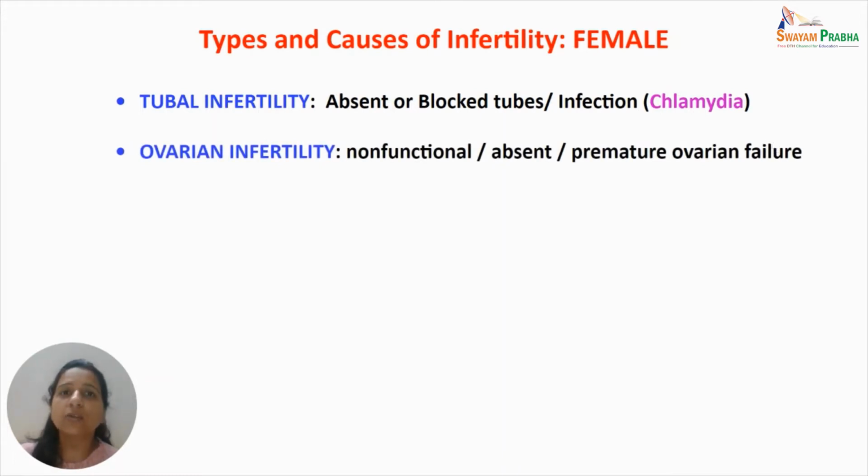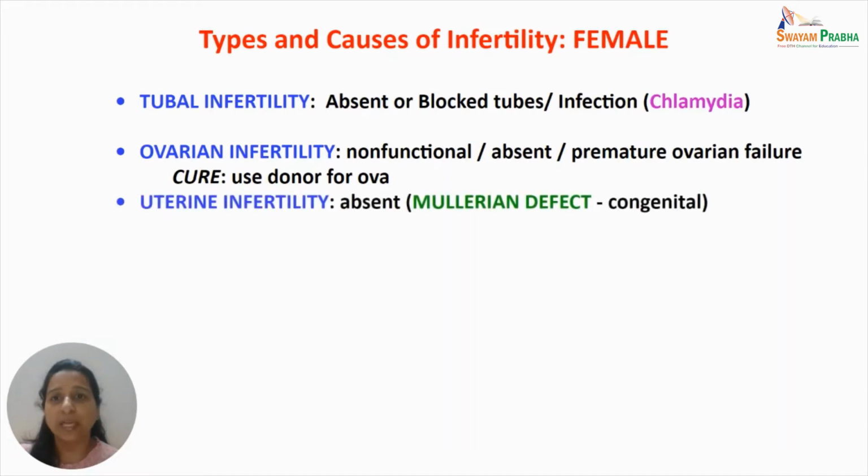The second cause of infertility is ovarian infertility, in which the ovaries may be non-functional or absent, or in certain cases, premature ovarian failure is also a reason. So during in vitro fertilization, if the ovaries of the female are non-functional or absent, then a donor can be used for donating the ovum or egg.